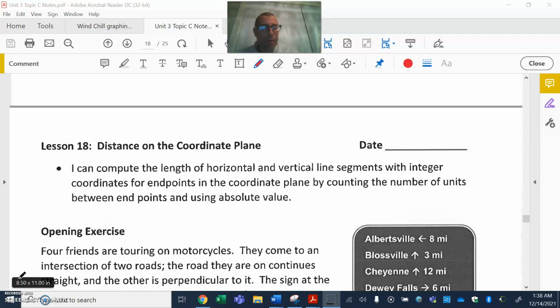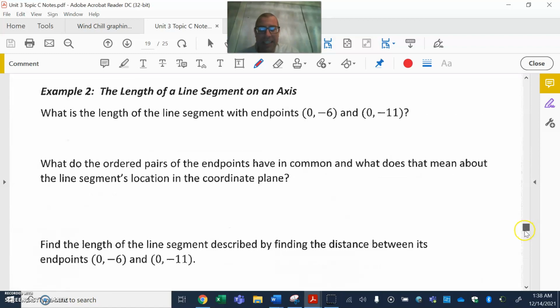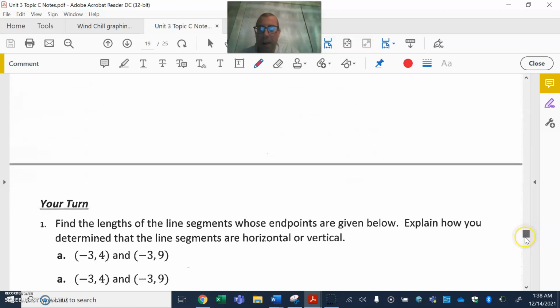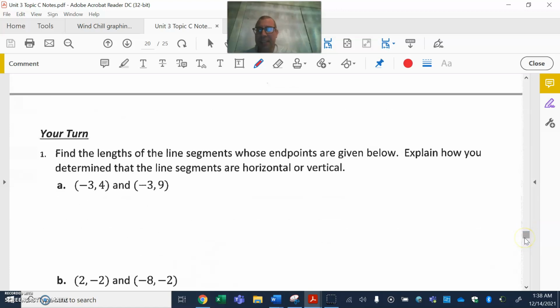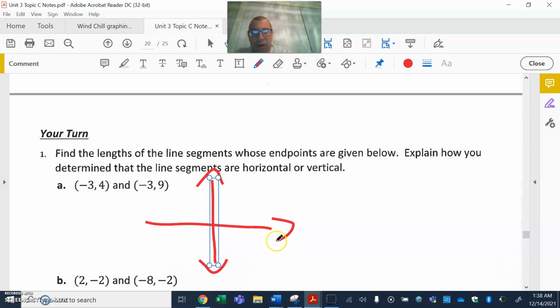All right, we're actually going to skip on down and get right into it here. Find the lengths of the line segments whose endpoints are given below. What we're going to encourage you to do is get a quick little sketch down of what you're dealing with. I'm going to draw in my y-axis, draw in my x-axis, and then we're going to do some approximating regarding our points.